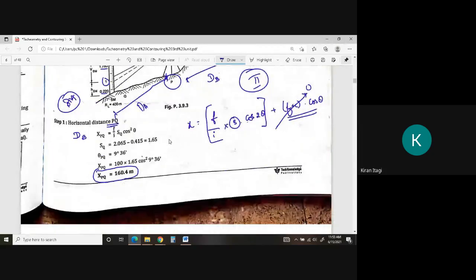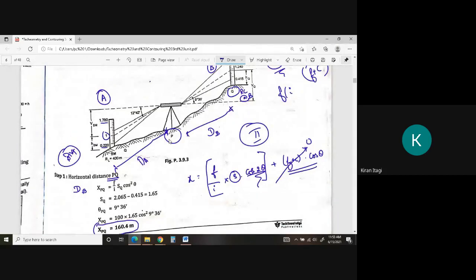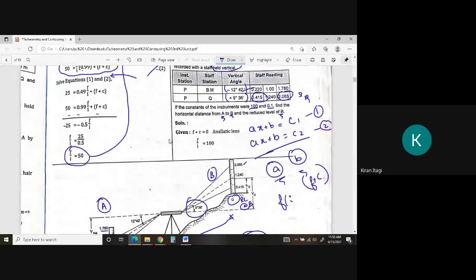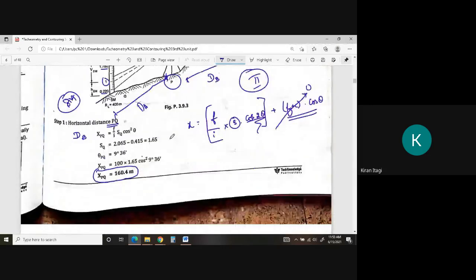Substitute here the value of s. You know the value of theta. Theta is directly given here in the question, you can see it is 9 degree 36 minute. Substitute the values, you will get the distance.